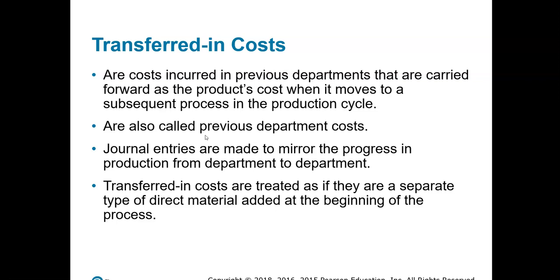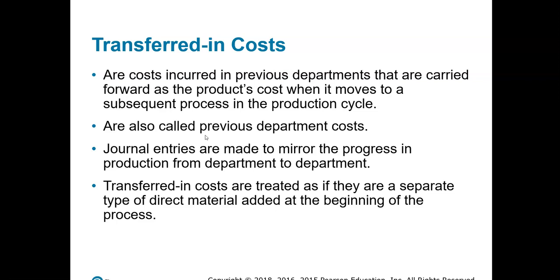What are transferred in costs represented in Department B? Well, those are costs transferred in from Department A and carried over to Department B. In Department C, what are transferred in costs representing? They're representing costs that are transferred over from Department A and Department B over to Department C. So it's a sum of all costs incurred in previous departments that are carried forward. So as it goes through more departments, the bigger that dollar amount of transferred in costs represent.